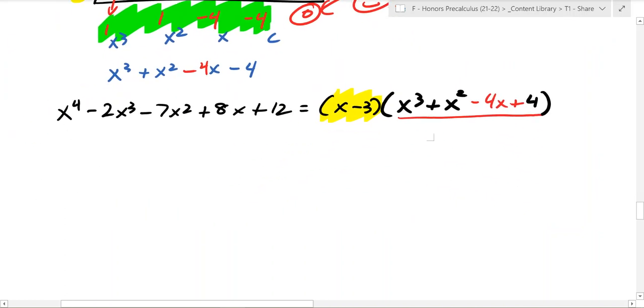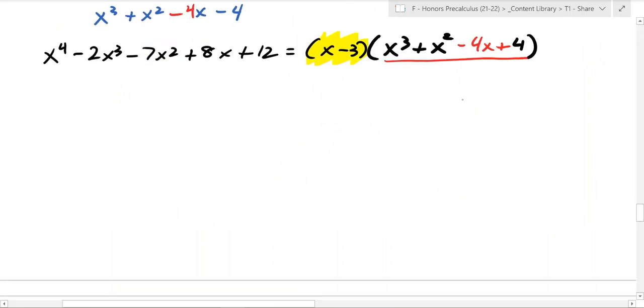So we now have this first thing factored out. So how do you factor a cubic? Well, we have factoring by grouping here. So what can you factor out of the first two terms? Well, that's x squared, so that's going to be times x plus 1. We can factor out a negative 4, and it's x plus 1.